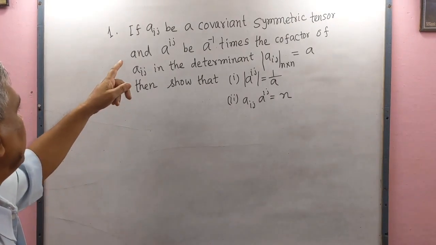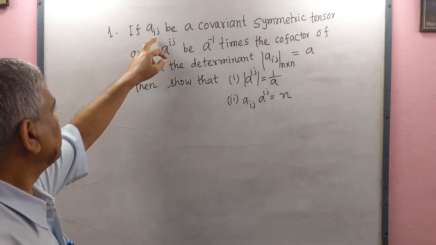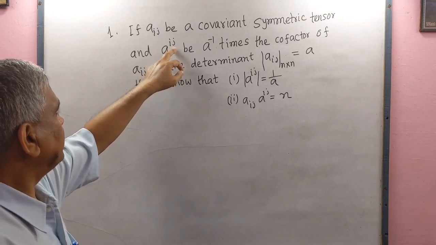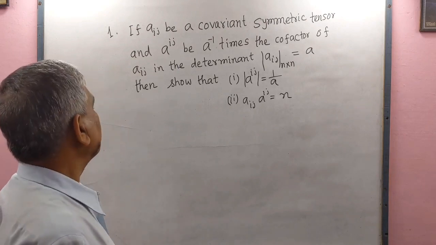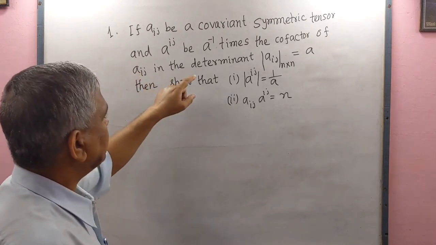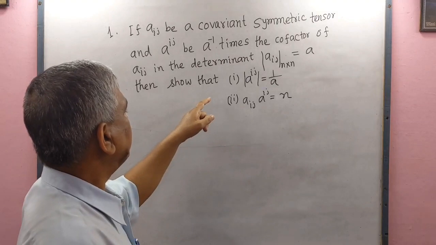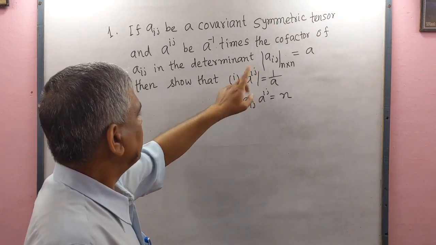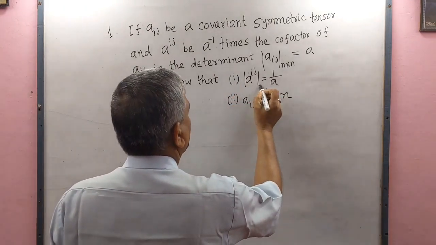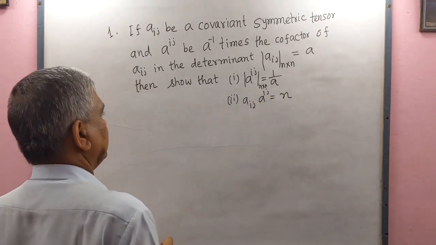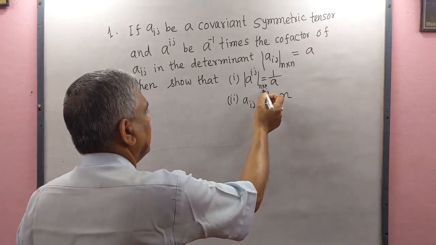Now problem 1. If a_ij is a covariant symmetric tensor, and this is covariant and this is contravariant, and A^ij is the contravariant tensor, being a to the power minus 1 times the cofactor of a_ij in the determinant a_ij, n by n, not equal to 0, then number 1: the contravariant determinant |A^ij| n by n equals 1 by a. And the second problem: a_ij times A^ij equals n.